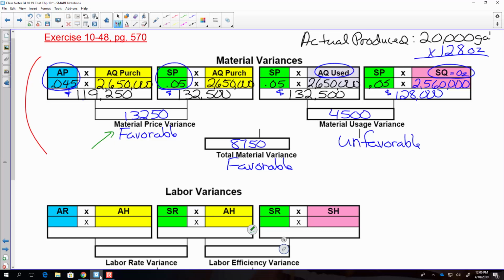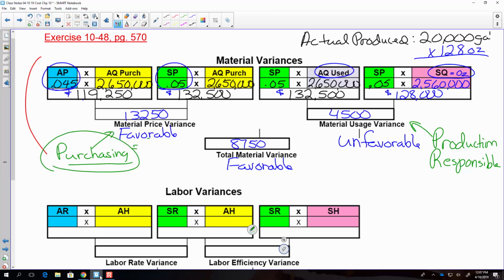Now, who is responsible for the price variance? Purchasing. Who is responsible for the usage variance? Production. Production is responsible. Very good. So, going back to our discussion, is this favorable variance good? Is the favorable variance good?